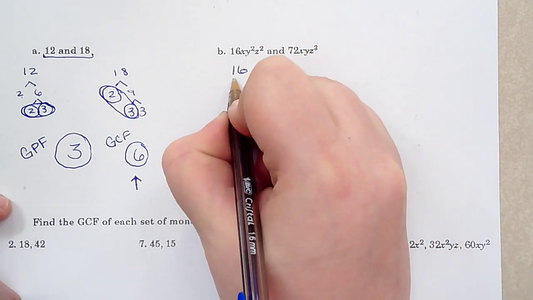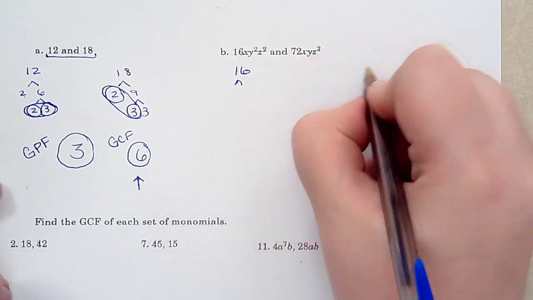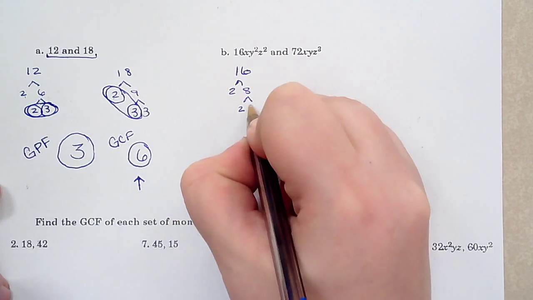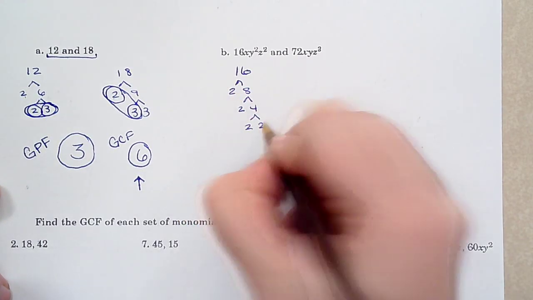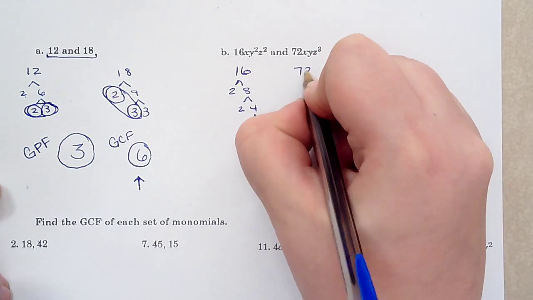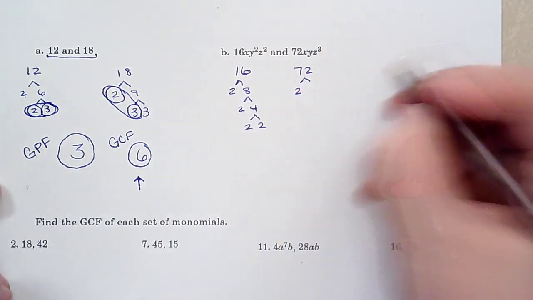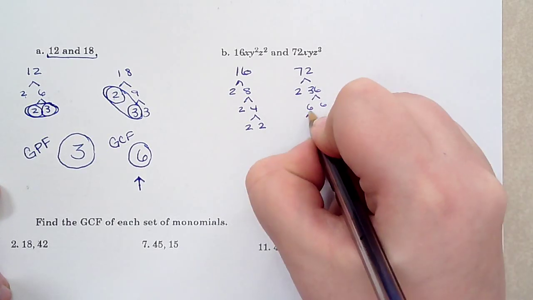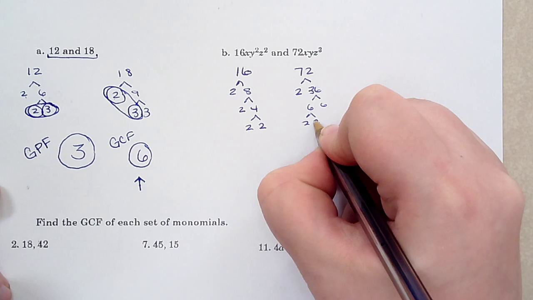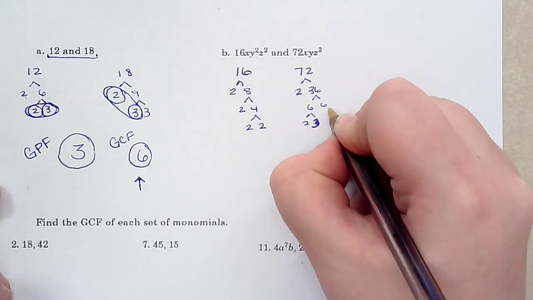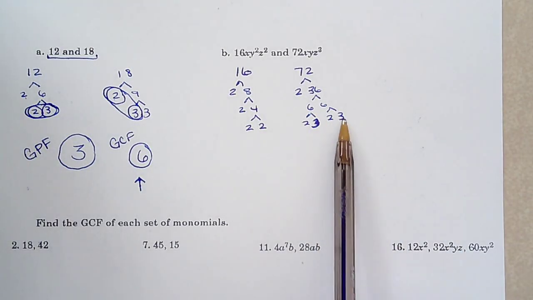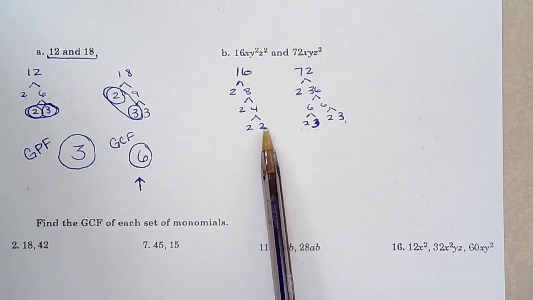First, let's start by breaking down 16 and 72 and seeing what they have in common. We've got a 2, an 8, a 2, a 4, and a 2 and a 2. And then we've got a 72, which breaks down into a 2 and 36, 6 and 6, 2 and 3. I know that's hard to see. And then 2 and 3. So my greatest prime factor would probably be this 2, because this one doesn't have a 3.